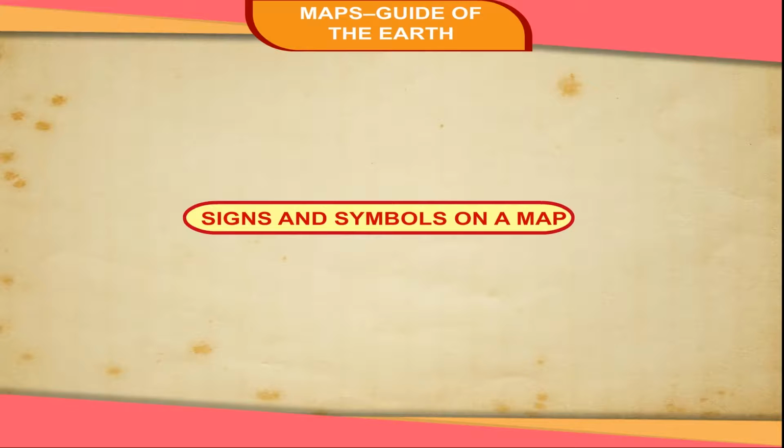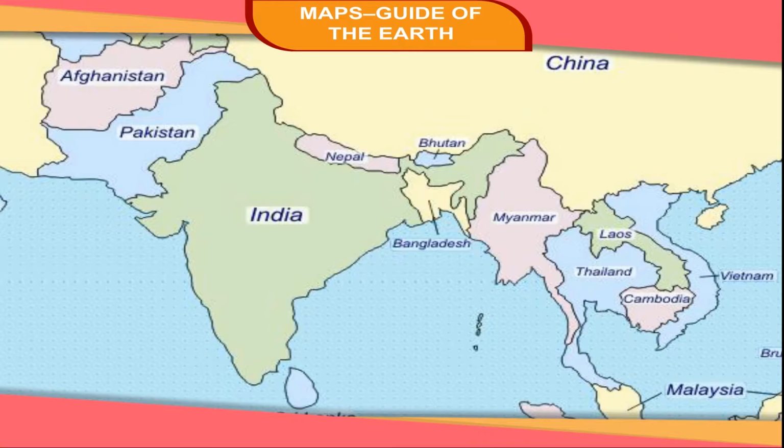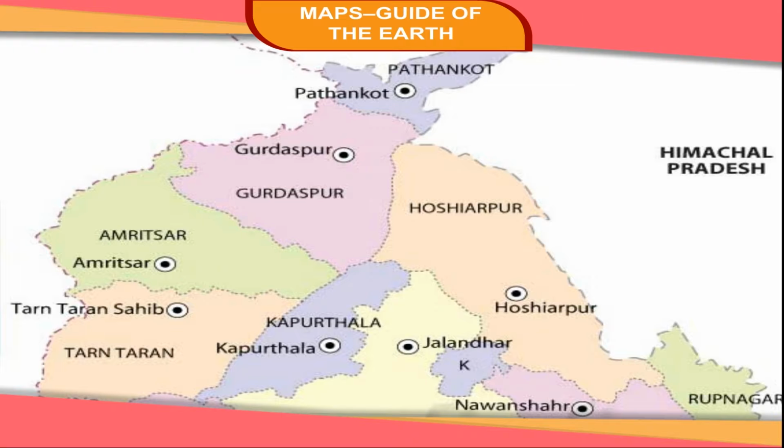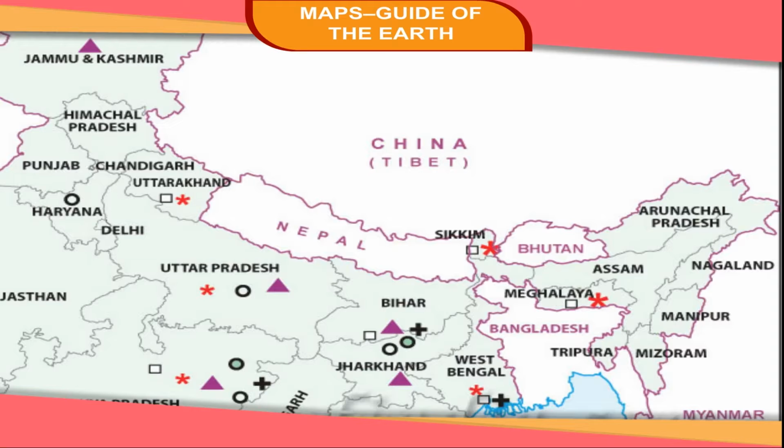Signs and symbols on a map. Various signs and symbols on a map stand for various things. For example, the boundary of a country is shown by a line made up of dots and dashes. Similarly, a district is shown by a line made up of dashes. One must know about these signs to read the map correctly. Special symbols are also used to show distribution of crops, minerals, industries, dams, etc. Some of the important symbols are shown here.